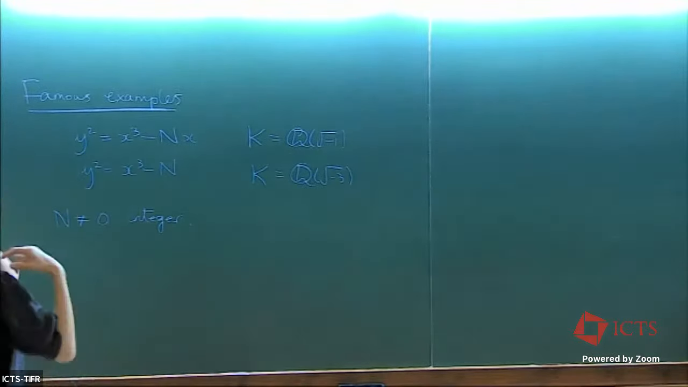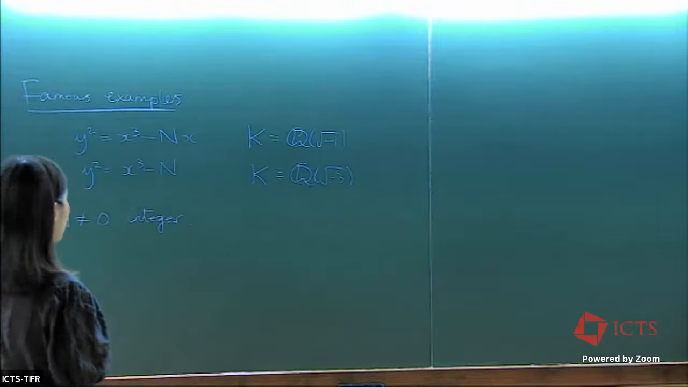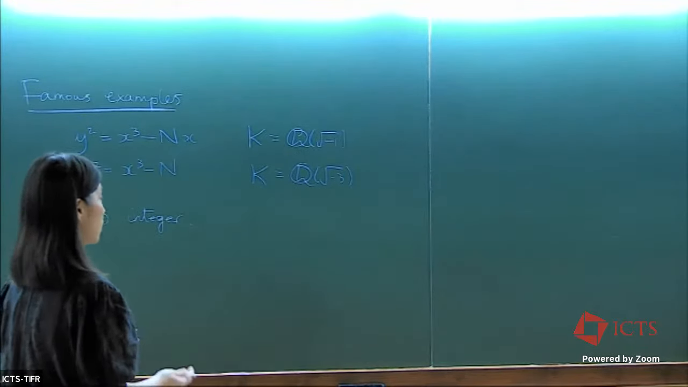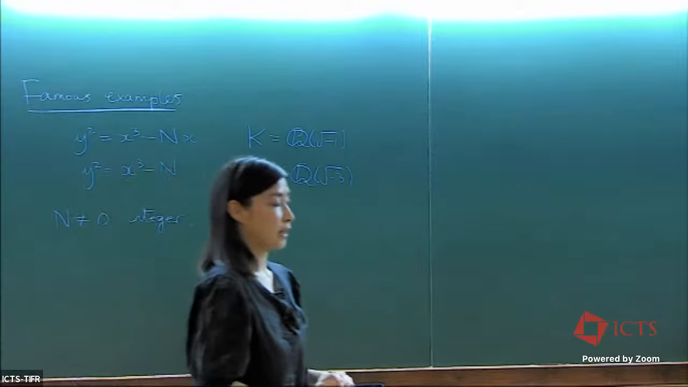And the family of elliptic curves I'm going to talk about today is no longer defined over Q, but it's really suited for our purpose. So the Birch-Swinnerton-Dyer conjecture, the full conjecture, gives you an exact formula for the order of the Tate-Shafarevich group.